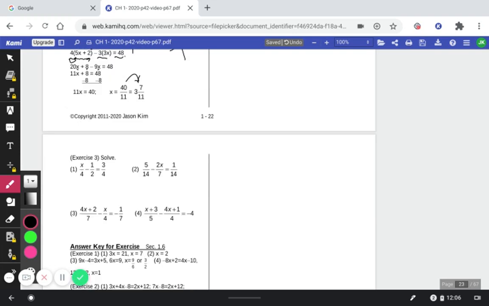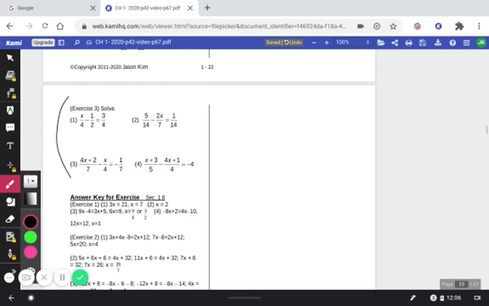Now everybody pause your video, try these 4 exercises. After that, check your answer with the solution key at the bottom of this section. If you get all right, that's great. If you get wrong, learn from the solutions. Okay. And now pause the video and start doing your work.